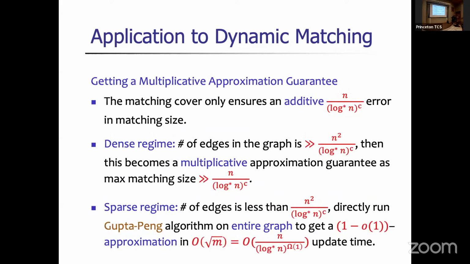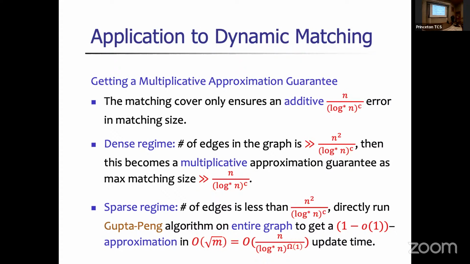And then getting a multiplicative approximation guarantee is a similar idea as before. You consider the dense regime and the sparse regime. In the dense regime, our additive error guarantee is already a multiplicative guarantee. And in the sparse regime, we're just going to directly run the Gupta-Peng algorithm. We don't even need to go through matching cover.